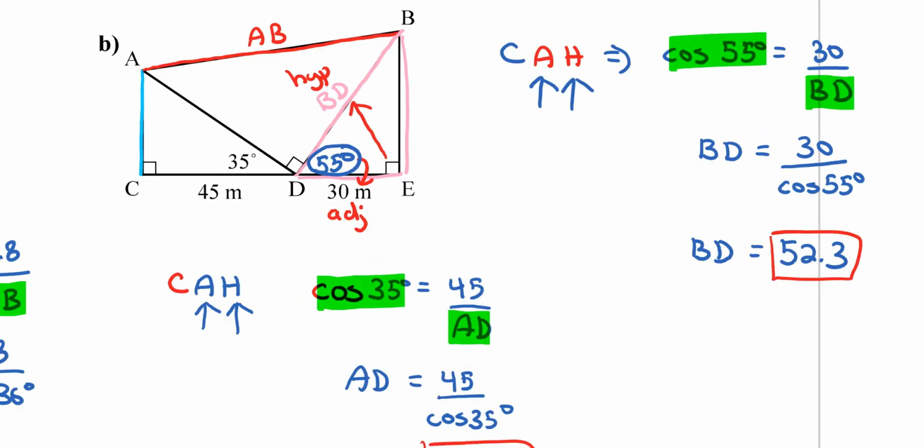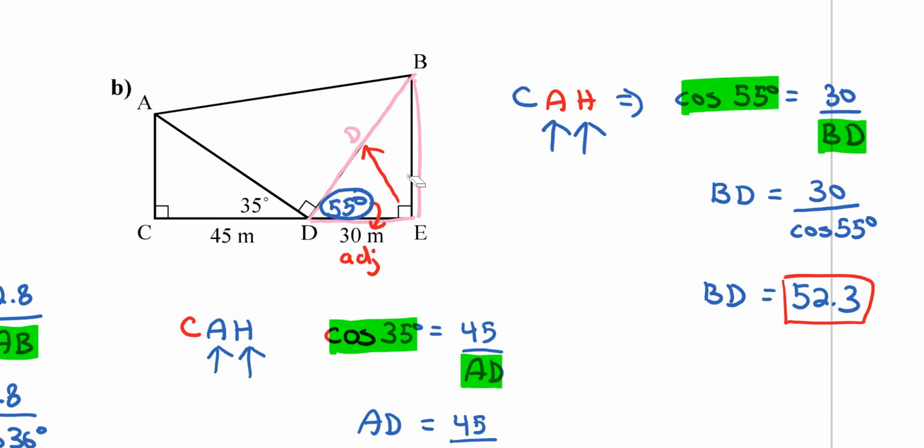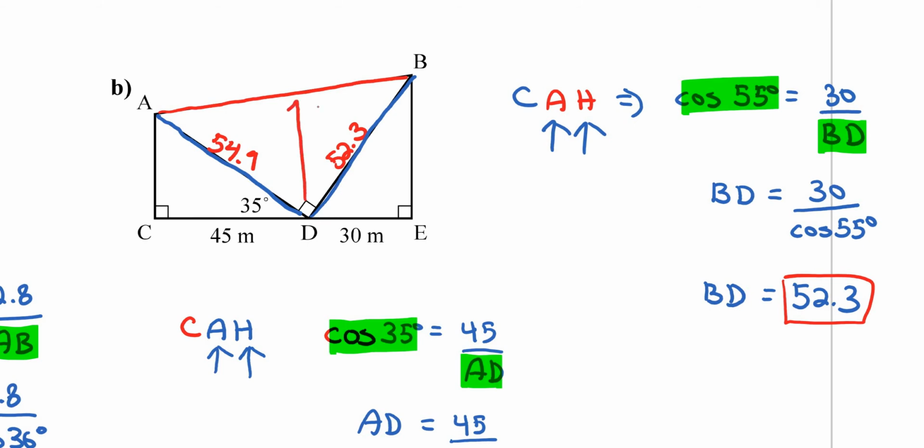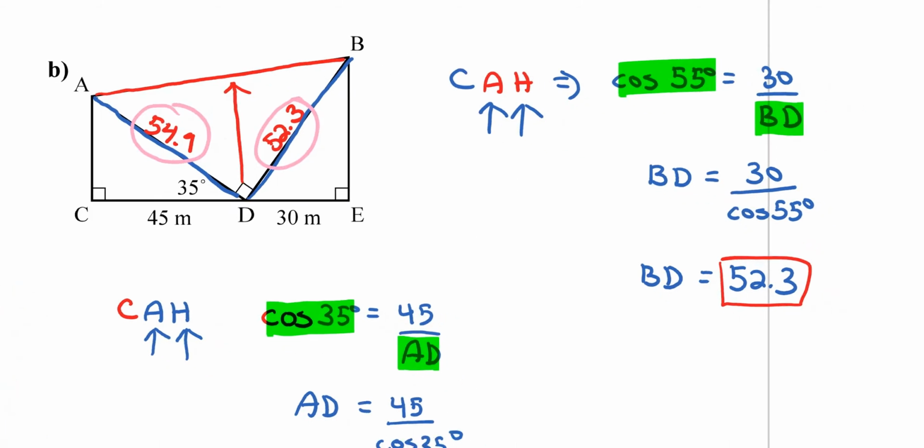Now going back to my original drawing, let me just erase all this. I know that this is going to be 54.9, and I also know that this is going to be 52.3. So I'm given the two legs of this triangle. And remember, we need to find the length of AB here, and since AB is your hypotenuse and we're given the two legs, now you can use the Pythagorean theorem to find the value of AB.